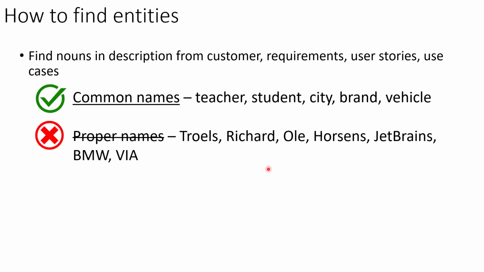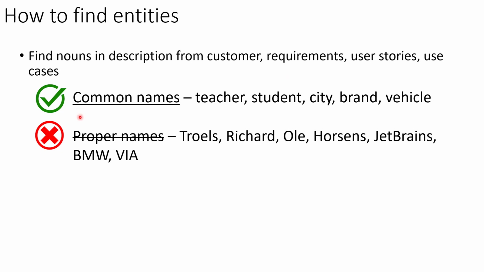Where do they come from? How do we find them? You're going to look for nouns mainly in various kinds of descriptions. Maybe you have a textual description from your customer, which is what we're going to work with mainly in this course. It's like an interview where the customer describes in their own phrasing what they want you to do. In your projects, maybe you have requirements or user stories or use cases, which can all be used to find these entities.